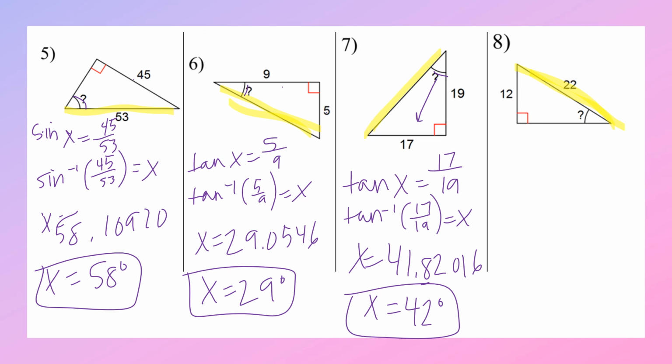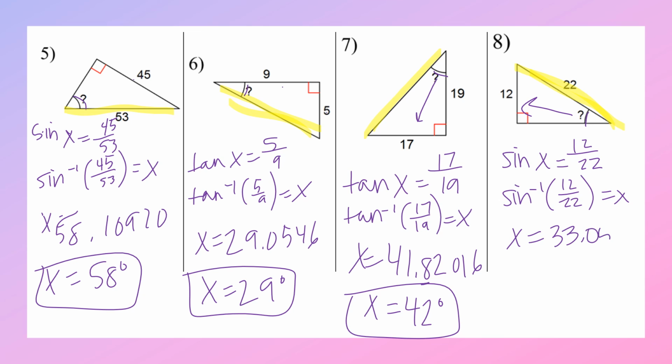And then for number 8, I have the opposite and I have the hypotenuse, which would be sine. So sine of x is 12 over 22. Do the inverse. And if I put that in my calculator, I end up getting x equals 33.05573, which would be x equals 33 degrees.